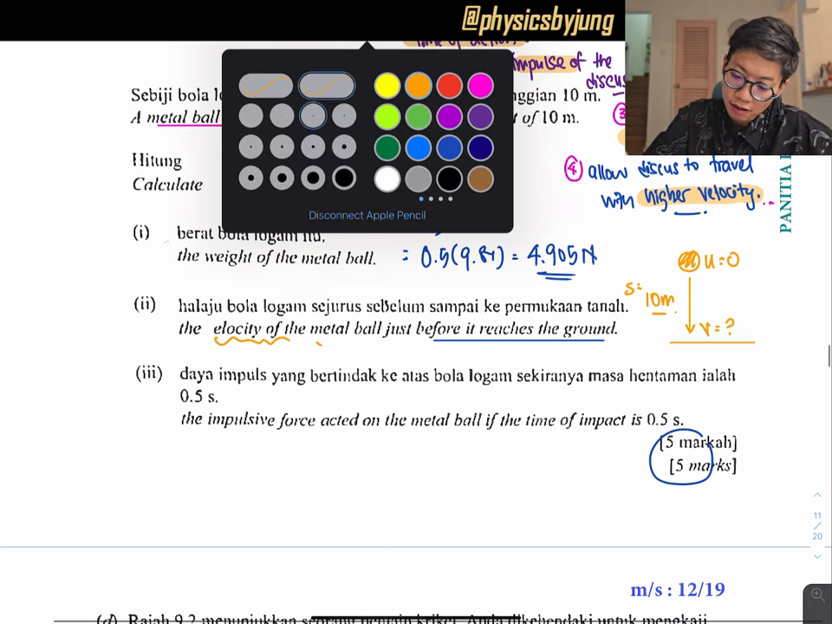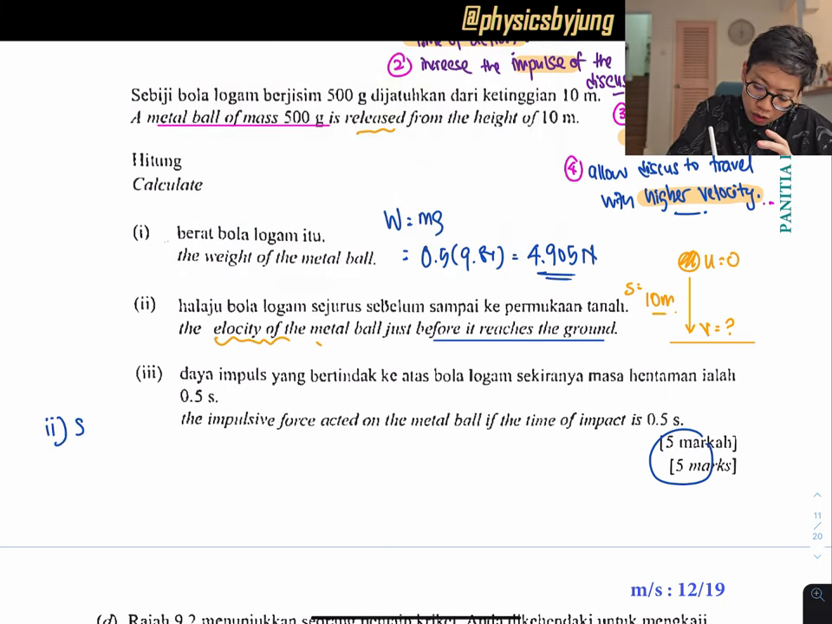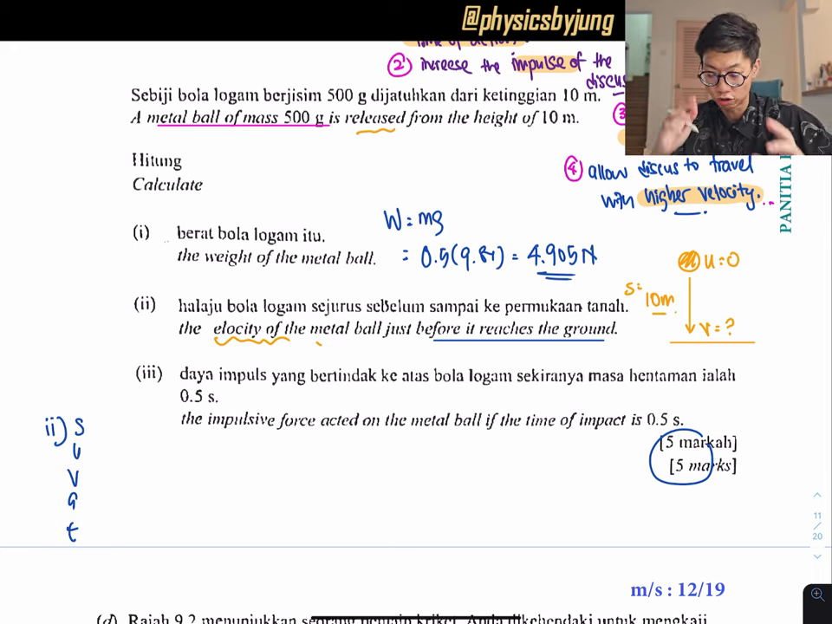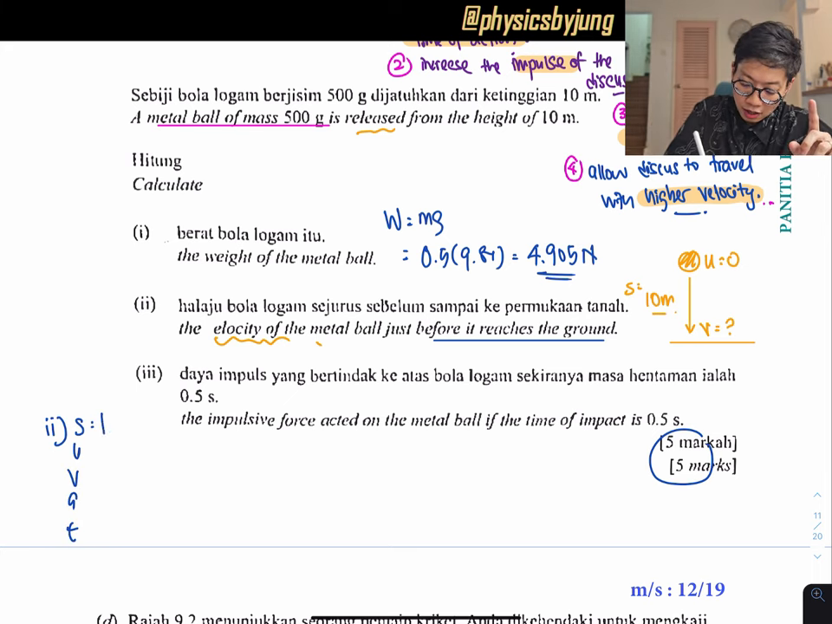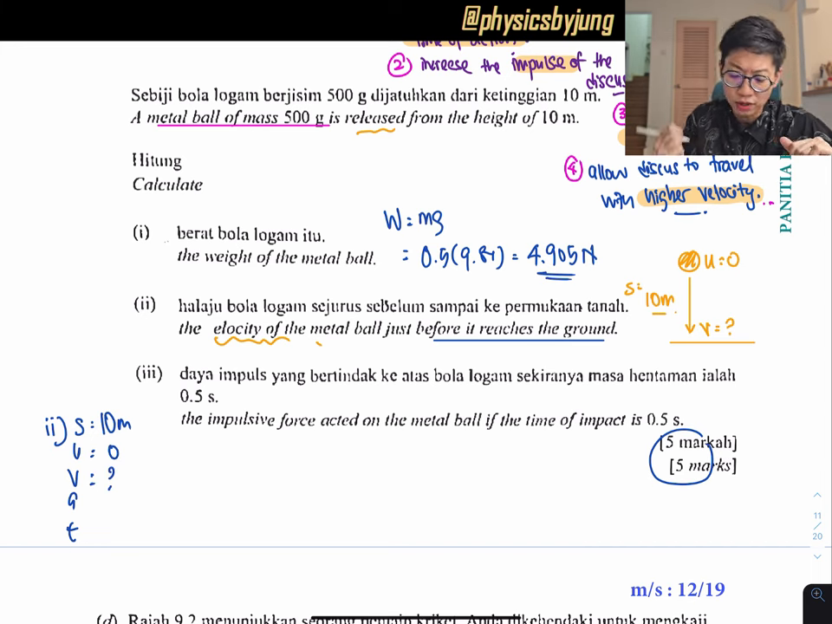My strategy is I will always write out SUVAT after I draw so that I can understand the question better. So my displacement is 10 meters. My initial velocity is zero. My final velocity is what I want to find. So do we have time here?